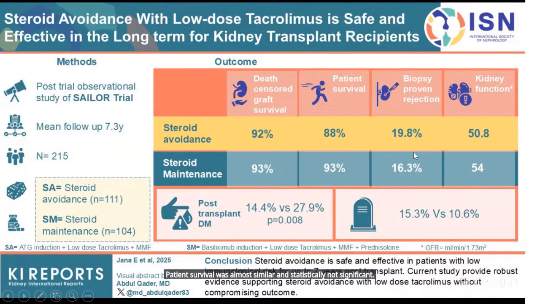Biopsy-proven rejection, though, was seen a little more in steroid avoidance, but statistically not significant. And kidney function at 7 years, the longest documented outcome in steroid avoidance with a head-to-head RCT, showed no statistically significant difference, concluding that steroid avoidance is safe and effective in patients with low immunological risk, at least up to 7 years post-transplant.